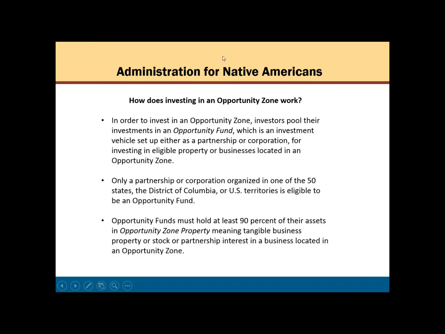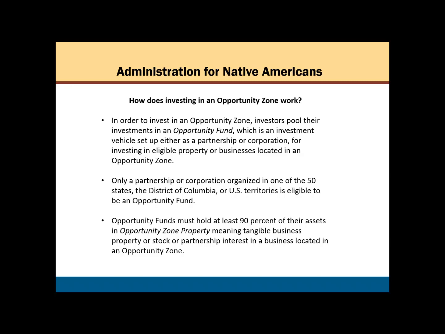So before we talk more about what the incentive is, let's talk about how it works. In order to invest in an opportunity zone, there's two parts. The first part is creating an opportunity fund. This is where the money is going to be pooled, before being invested in the geographic area. And there's some rules that apply to that. Only partnerships and corporations organized in one of the 50 states, the District of Columbia, or a U.S. territory are eligible to be an opportunity zone fund.